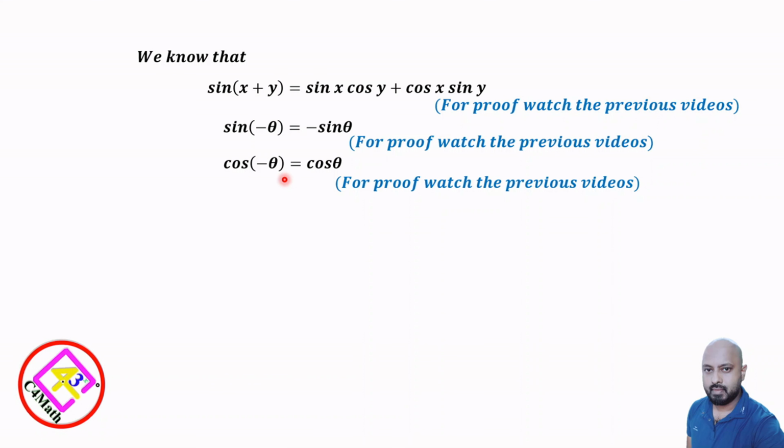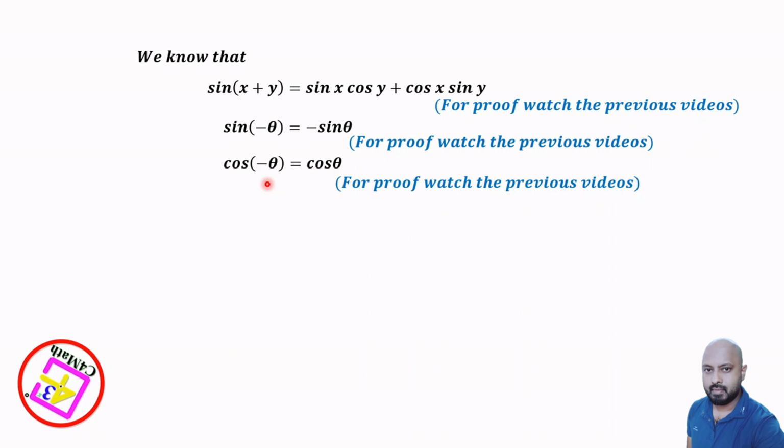= sin x cos y - cos x sin y. Okay, then here are these three relations. If you need the proof of these three relations, you can check the previous video lessons. It is there for proof; you can watch that one. These three things: sin(x + y), sin(-θ) and cos(-θ). This proof is already uploaded, so you can watch the previous video to see those proofs.